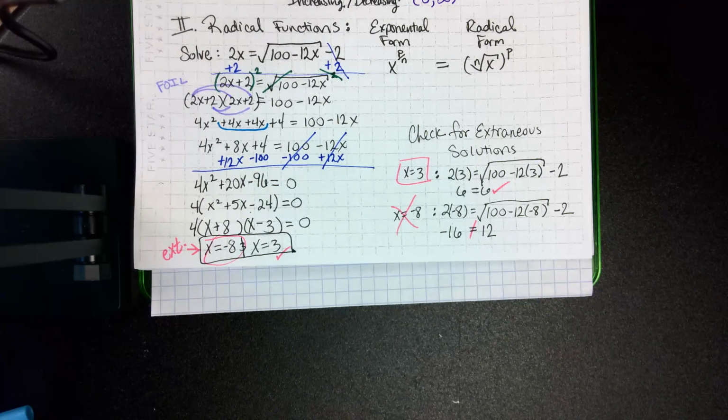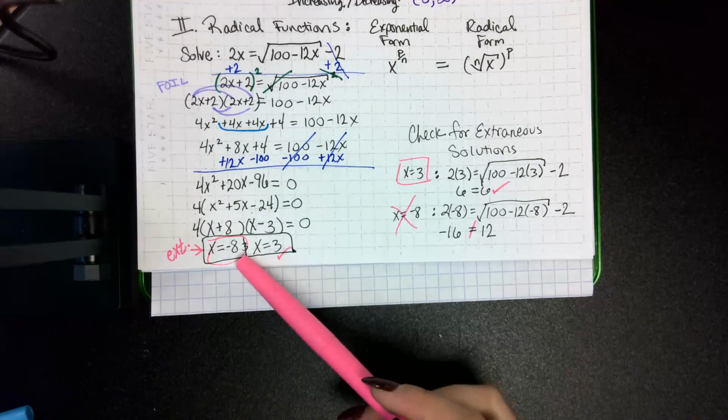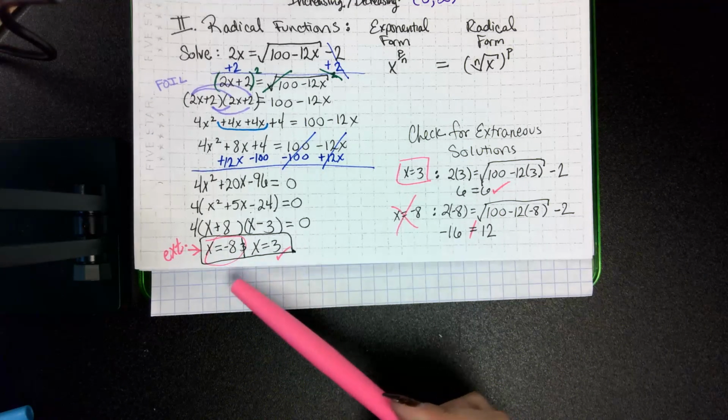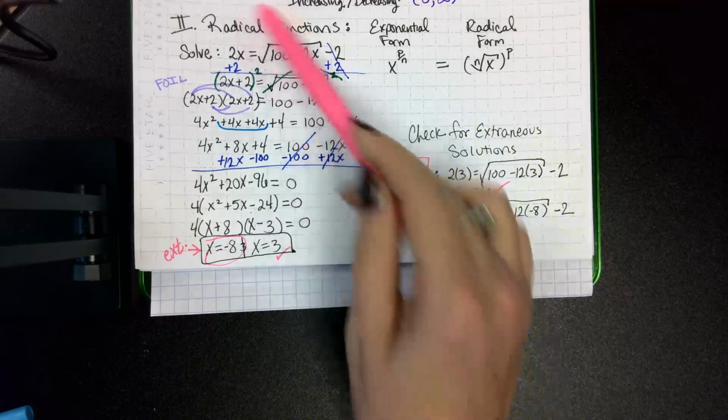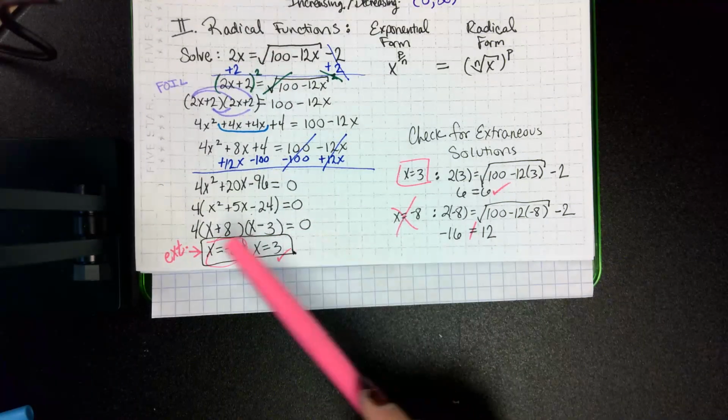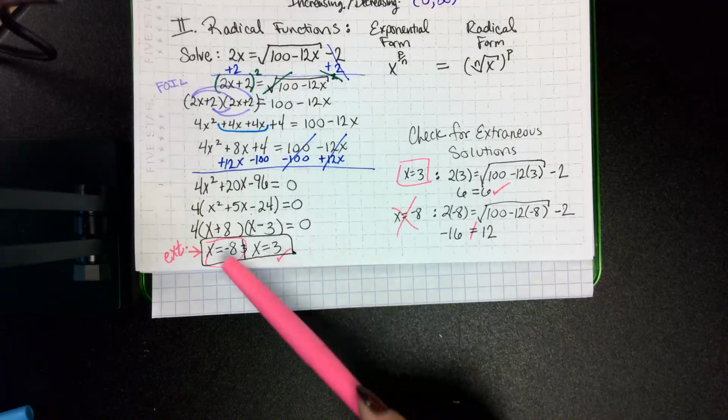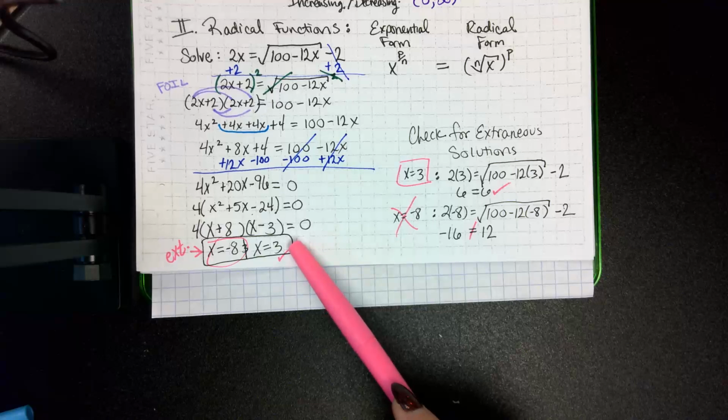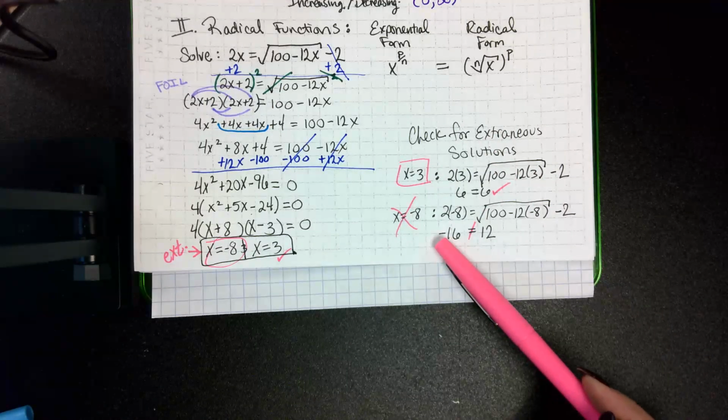So even though it's an extraneous solution, it is still part of the answer. It's in the name, extraneous solution. So you can't just solve it and only give me the 3. You have to give me both of them and tell me that one of them is extraneous and the other one is not. And you have to show that you checked also.